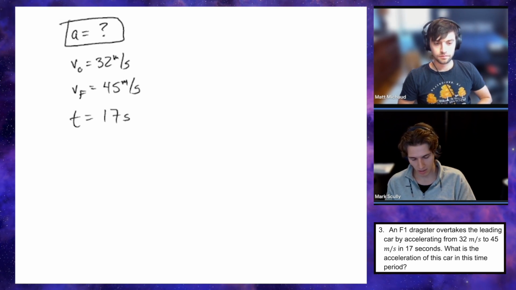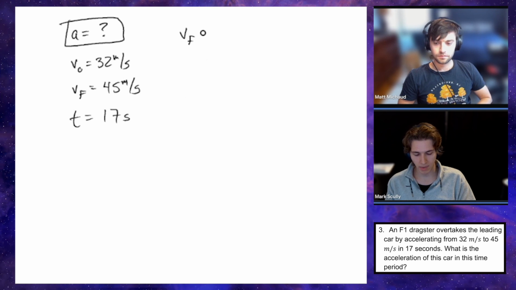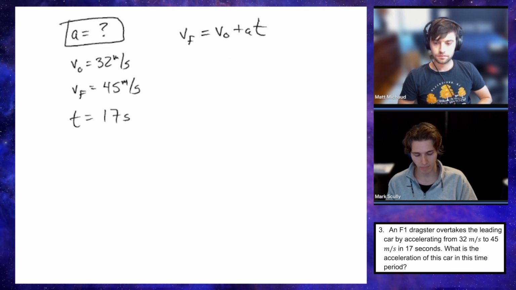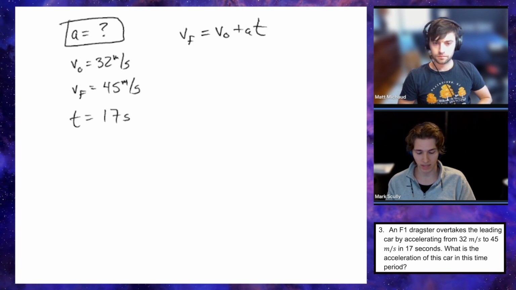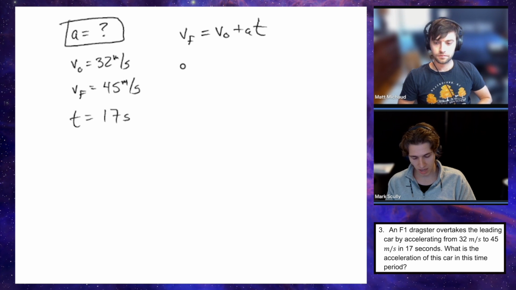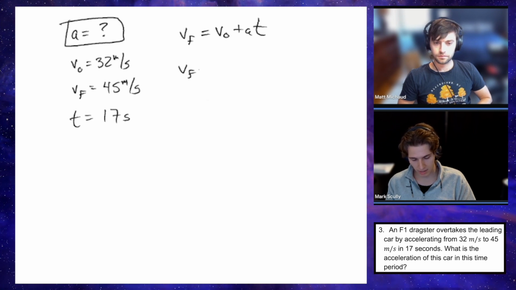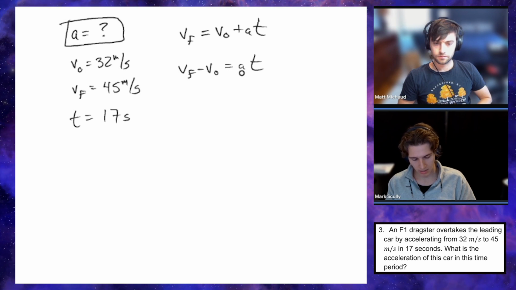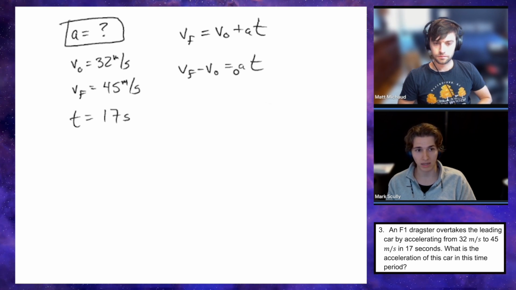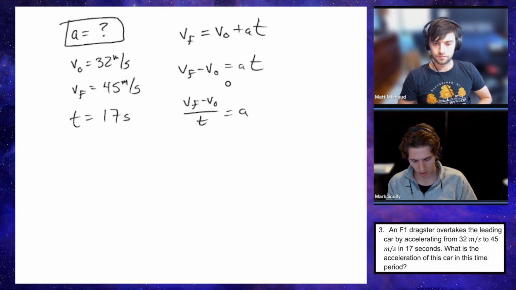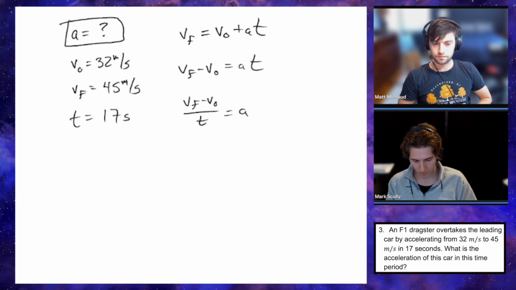Let's go ahead and write our first kinematic equation. V final equals V initial plus AT. Here we want to be solving for the acceleration, so I'm going to be doing the necessary algebra. First, I'm going to subtract V initial from both sides. And then, to isolate the acceleration, I'm going to divide both sides by time. Here we have our equation. Now I'm going to plug in our variables.